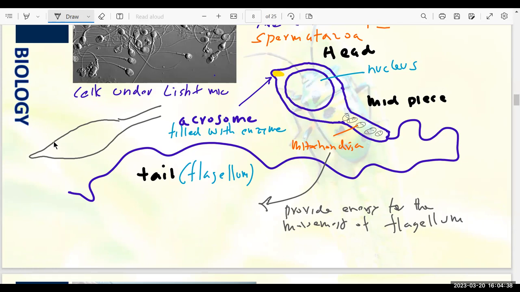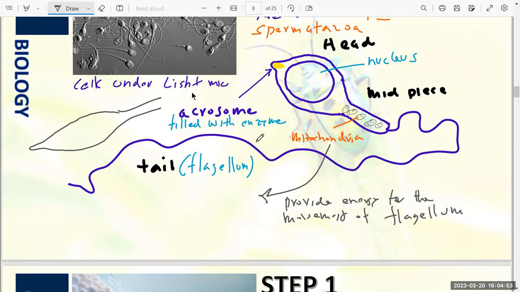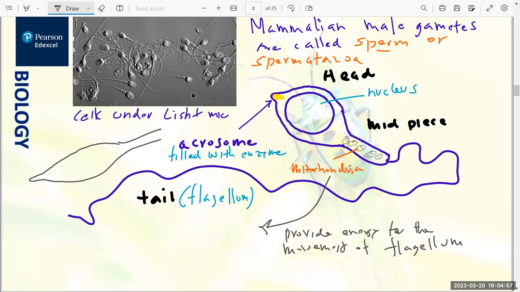Can you add the rest of the things? Yes, these parts edit. Can you see the screen? Yes.